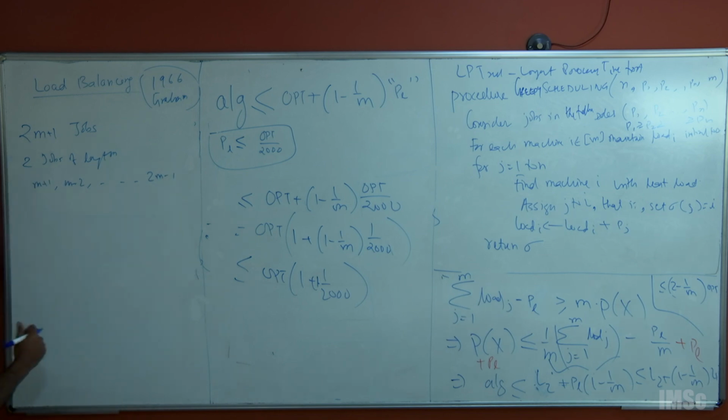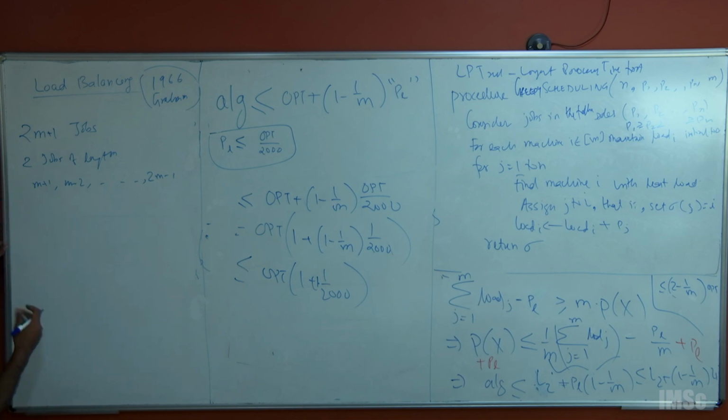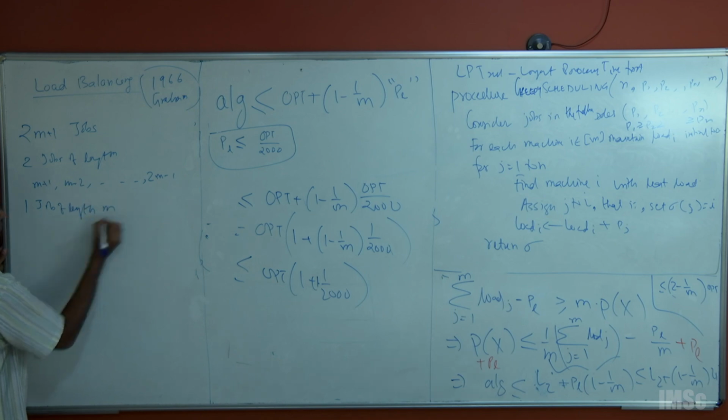So how many jobs did we get? Two jobs each of length m plus 1, m plus 2, up to 2m minus 1. So how much do we get? I think we are done with 2m minus 2 jobs and 1 job of length m. Suppose this is what happens, right?